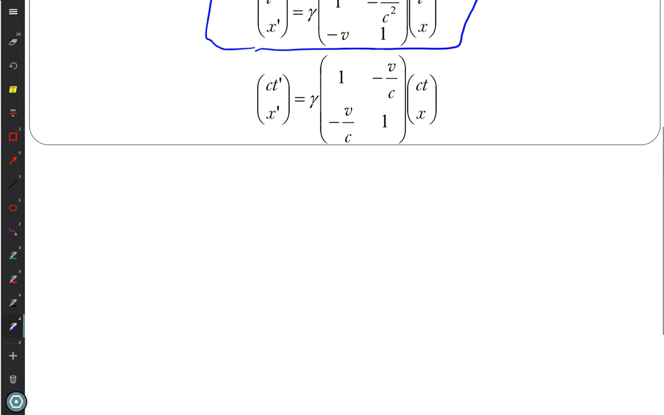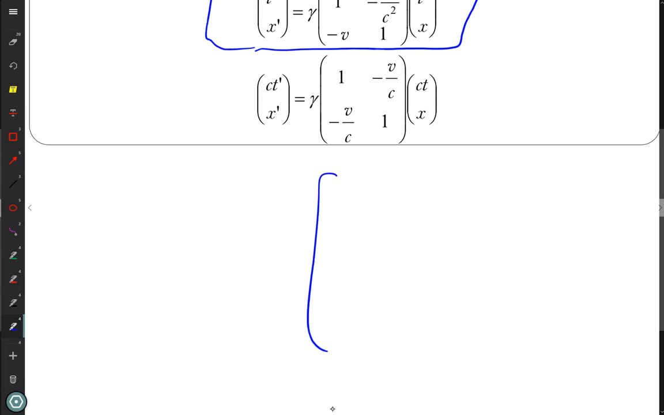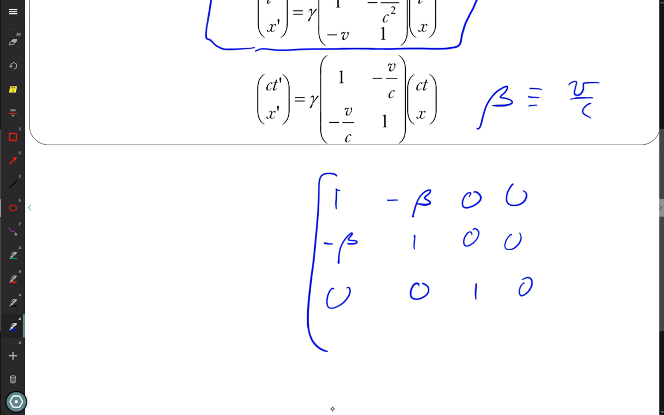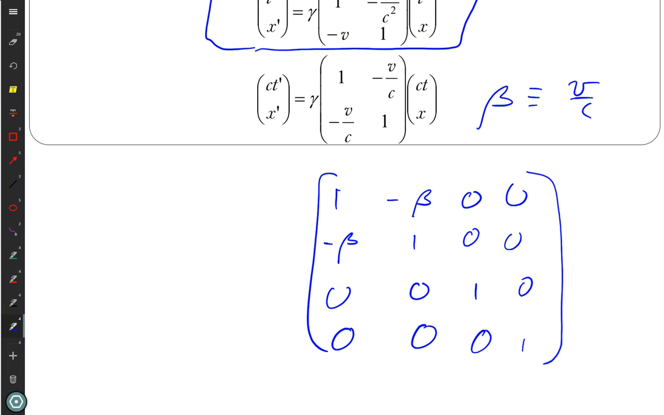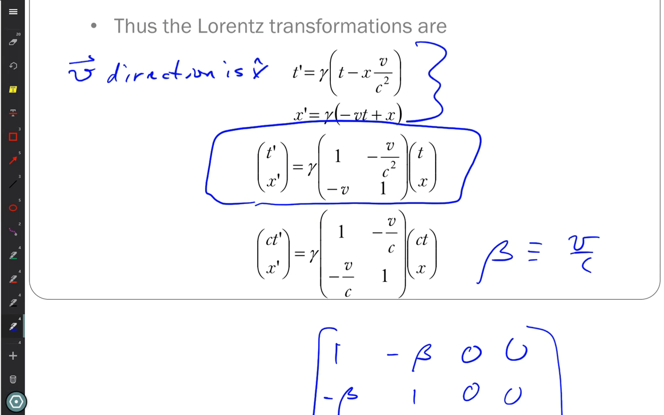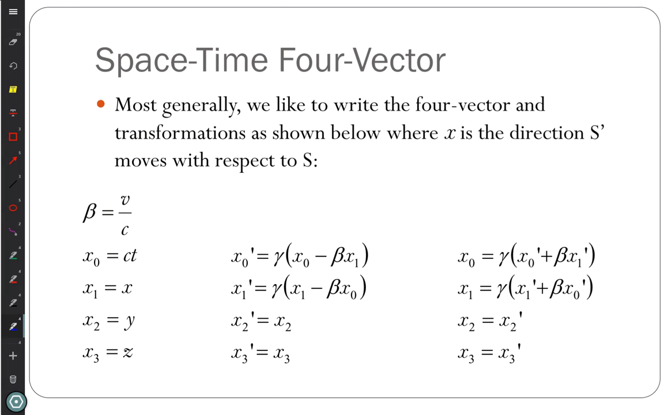And of course, if it was the full matrix in three dimensions, we would have one minus, and I'm going to use beta defined as v over c. This would be the matrix for transforming all four variables. But you notice the last two, the y and z, were trivial, right? It's just the one there. And I believe I have all my signs correct in this because, you know, it's a bugaboo.